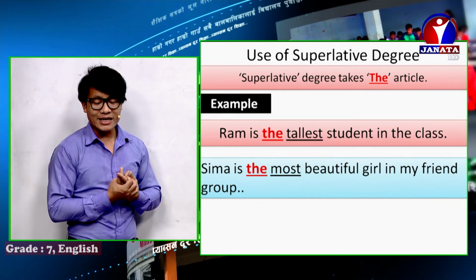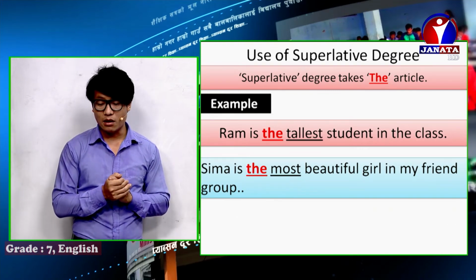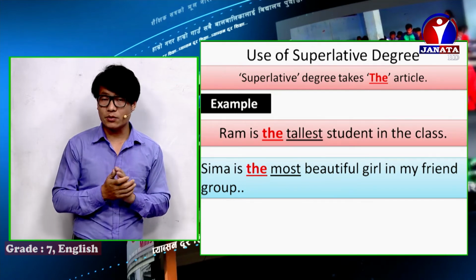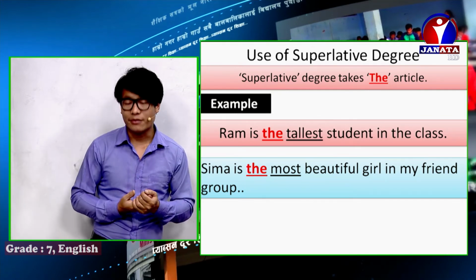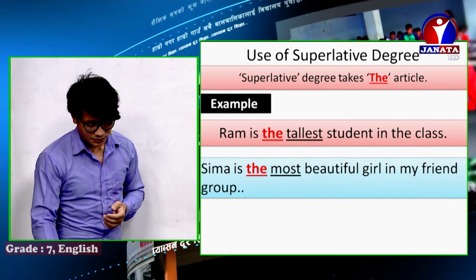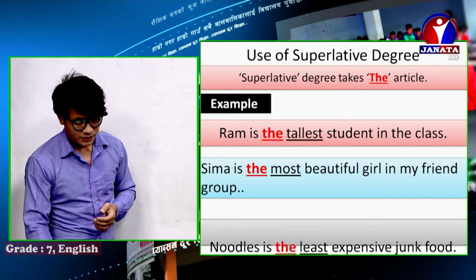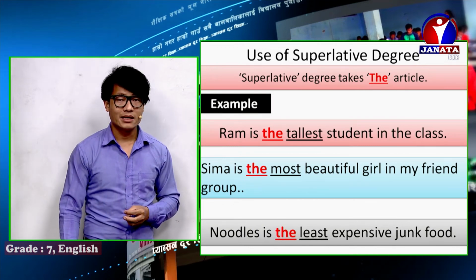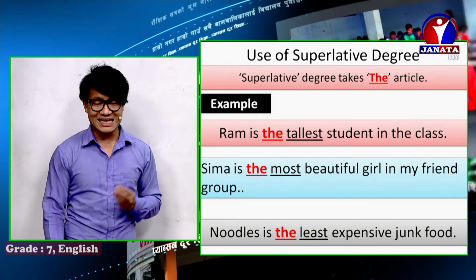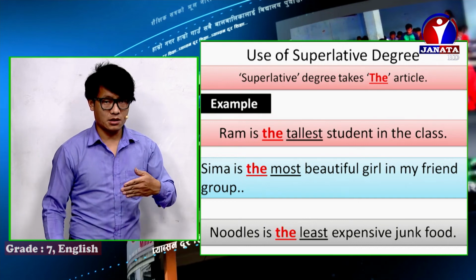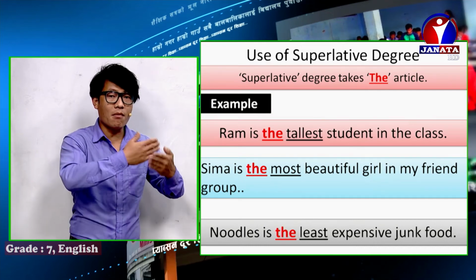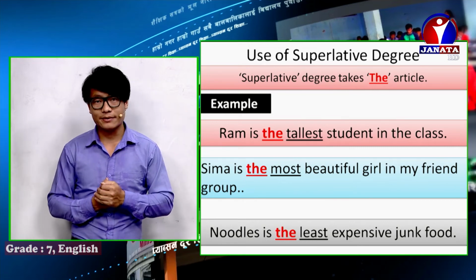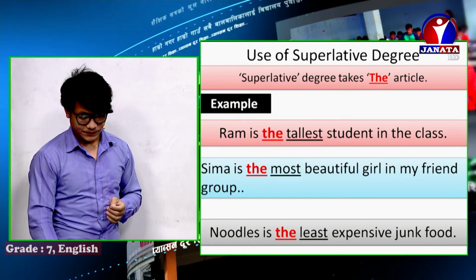Next, Sigma is the most beautiful girl in my friend group. Okay. Another: noodles is the least expensive junk food. Least expensive means not most expensive. The opposite of "most" is "least". So noodles is the least expensive junk food.